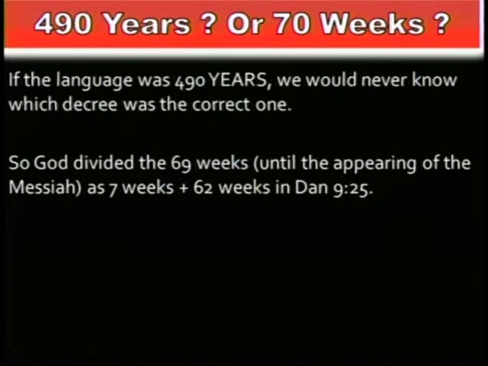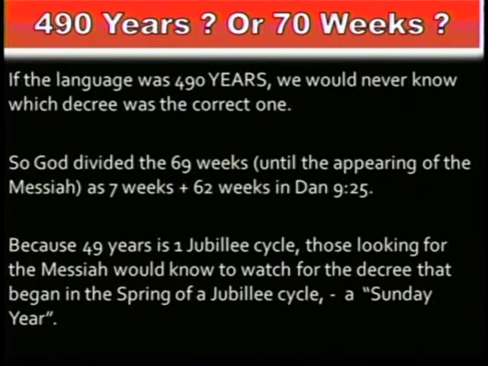He was so clever. Until the appearing of the Messiah, he divided it up into 7 weeks plus 62 weeks in Daniel, and he did it for a reason. Because 49 years is one complete Jubilee cycle, those looking for the Messiah would know to watch for the decree that began in the spring of a Jubilee cycle or a Sunday year. And everyone was out on the River Jordan in 27 AD asking John the Baptist if he was the Messiah, because they knew that 27 AD was the year that it was to be.